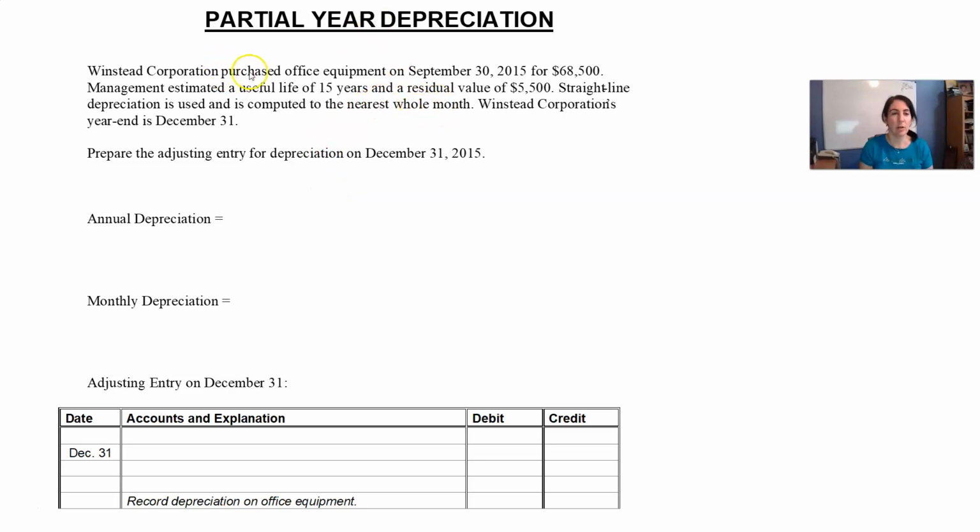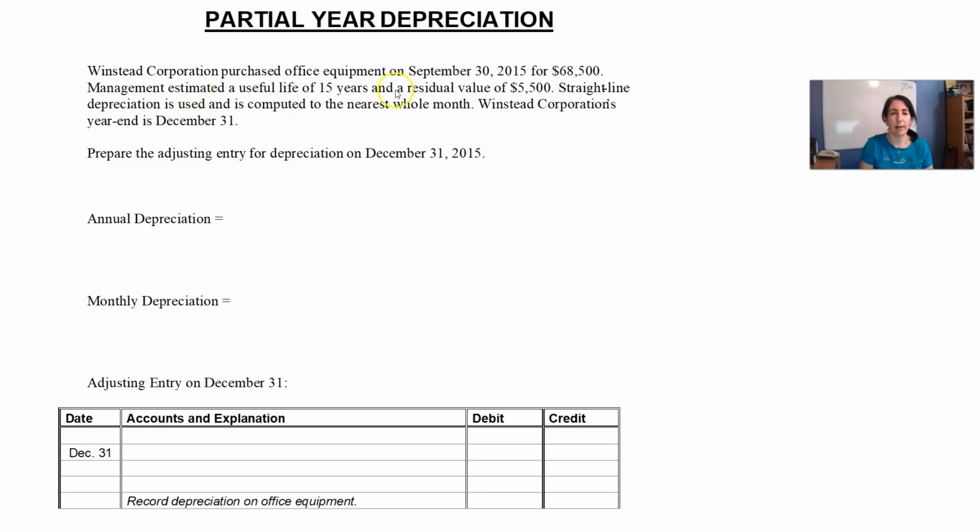So let's look at this. We bought office equipment on September 30th, 2015. And if we have a calendar year end, which apparently we do with December 31st, we need to depreciate that asset for October, November, and December. 3 months, partial year. So what we do is we calculate what a full year's depreciation would be, and then we just take 3 months of that.